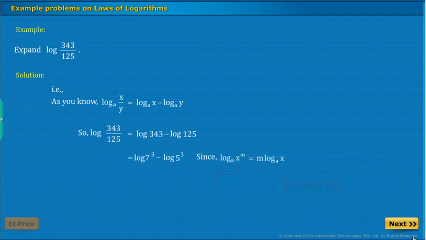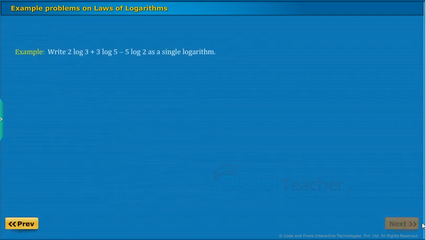Since log x power m to the base a is equal to m log x to the base a, the given expression is expressed as log 7 power 3 minus log 5 power 3, which is in turn equal to 3 log 7 minus 3 log 5. Therefore, log 343 by 125 is equal to 3 of log 7 minus log 5. Let us solve it as following.